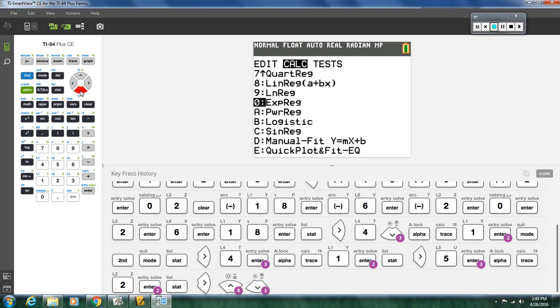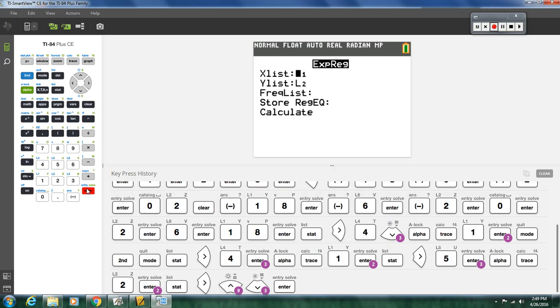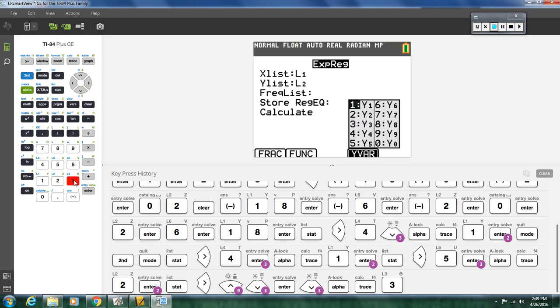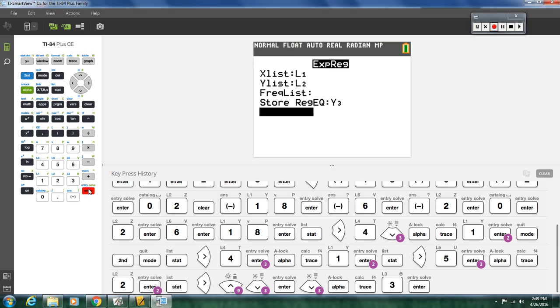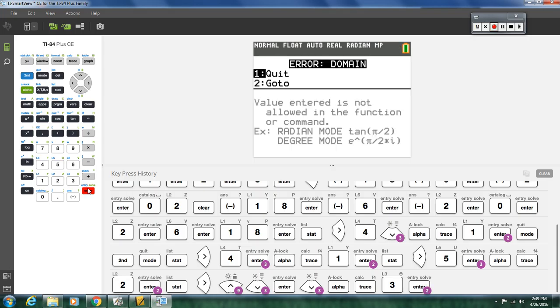So exponential regression, now we've got linear in Y1, quadratic in Y2, so we're going to store the exponential in Y3, and calculate that one. So we're telling the calculator, hey, put these all in our grapher. Oh, what did I do? I messed up. Did it give it to us? This value entered is not allowed in the function. Then it gives us radian and degrees. Oh. Well, one of two things has happened.